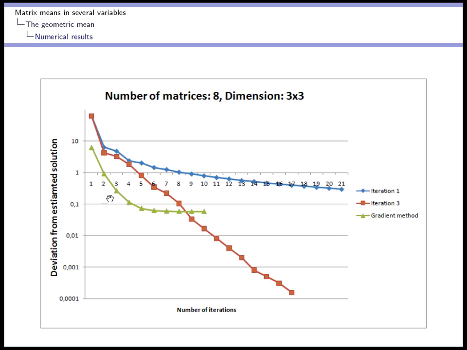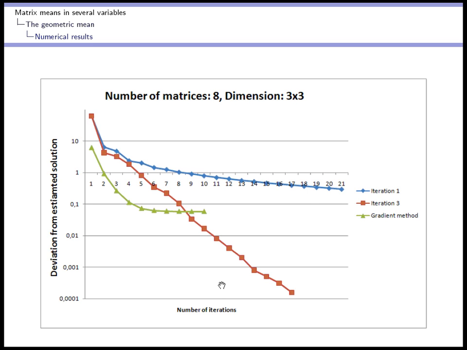converging to a different point. As we can see, here we measured the distances from the estimated limit point of the iterative mean procedure. And as we can see, the gradient method converges till up here, and then it starts there. So the two points are not the same, actually.